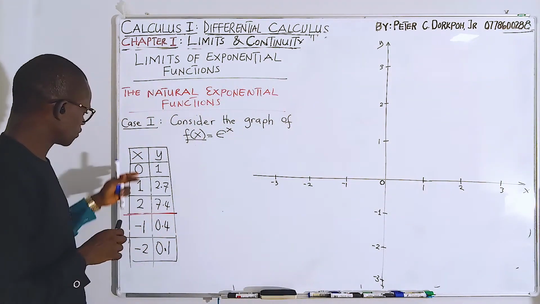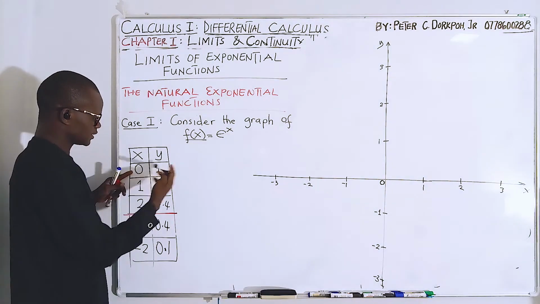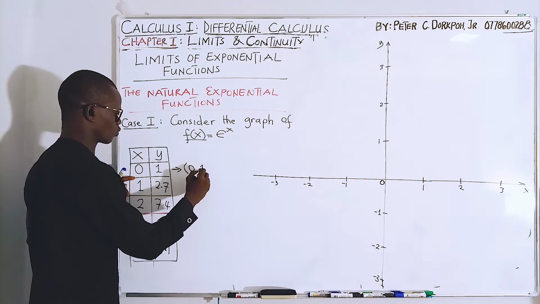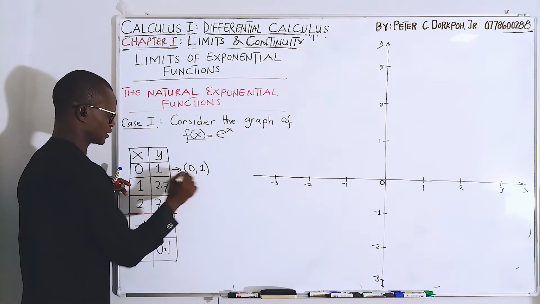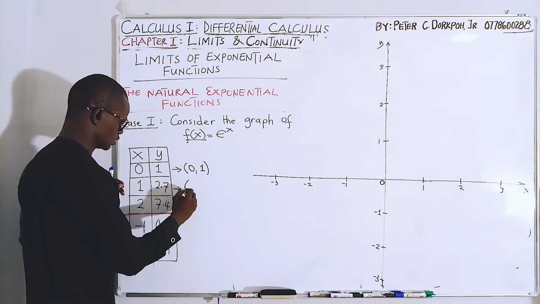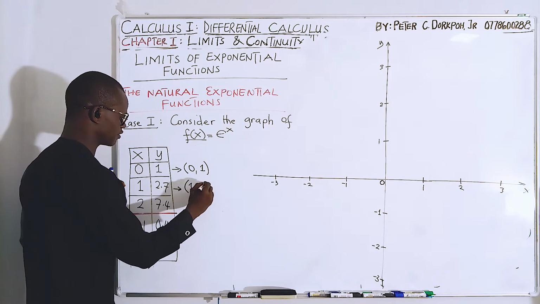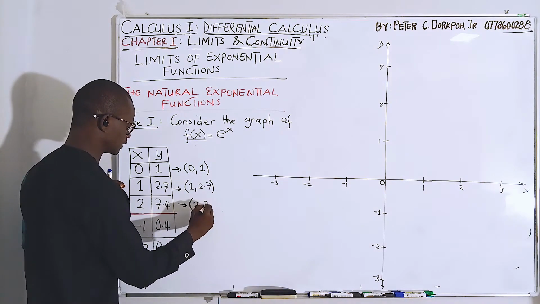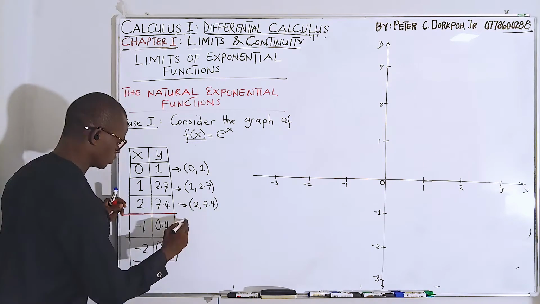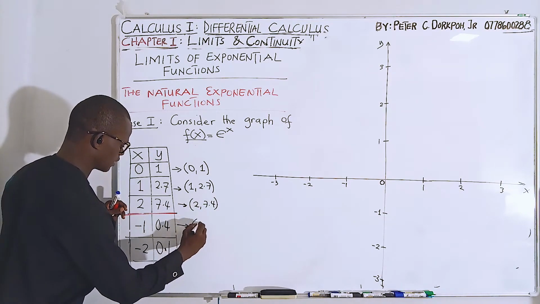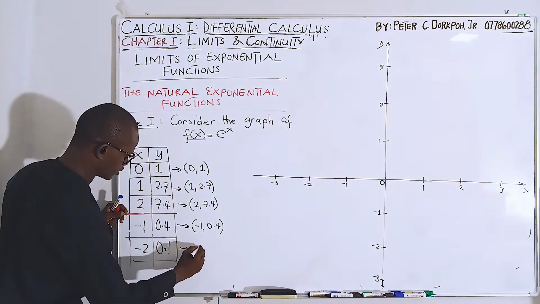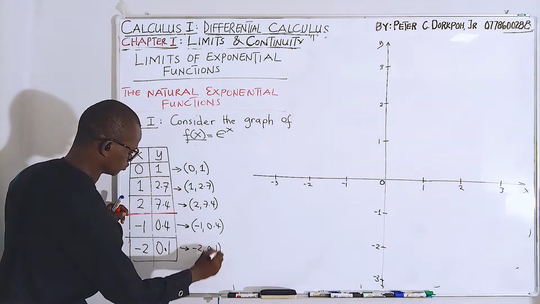So let's plot these points now. When x is 0, now mind you, this area is 0, 1. When x is 0, y is 1. This one is 1, 2.7. This one is 2, 7.4. This one is minus 1, 0.4. This is minus 2, 0.1.